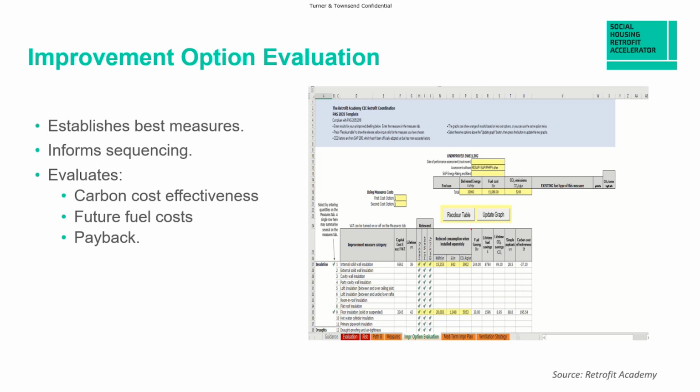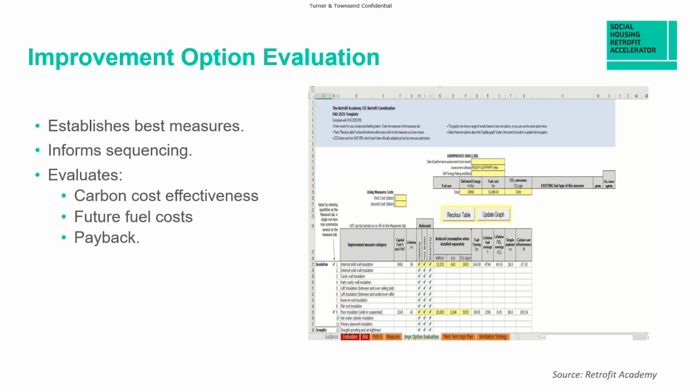So it helps you understand what are the best measures. Are there any sequencing issues? I mean, do we want to do stuff that would mean if we came back in 5 years' time to do something else, we'd have to damage the previous install to do the next upgrade? Probably not, because that's going to cost more money, and it might have knock-on effects to any guarantees, warranties, that type of stuff, if you do any changes to it.